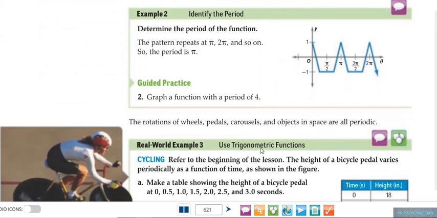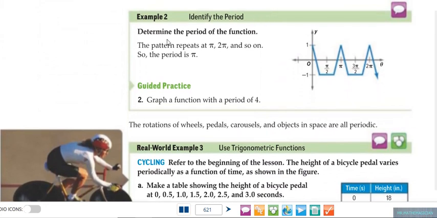Example 2. Identify the period. You will be given a graph like this one. Determine the period of the function. Look at this shape. This shape is repeated, as you can see. So this is our cycle.